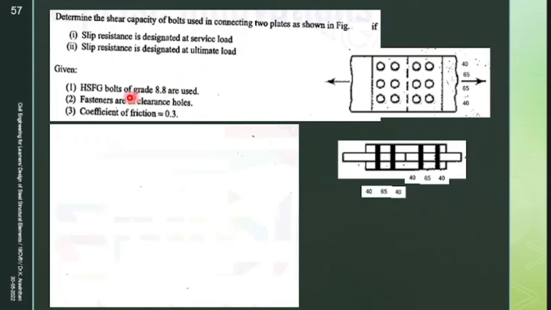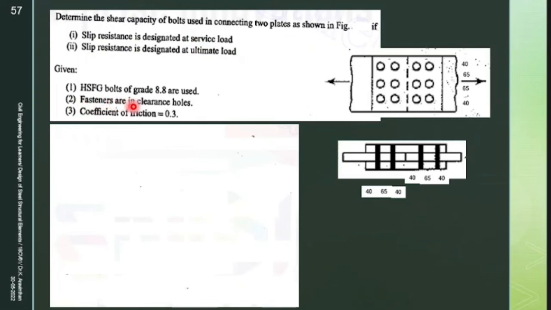How will you find the grade of the bolt, which is given as 8.8? Note that in the previous problem you had only 4.6 grade, isn't it? Now high strength bolt will have a much higher grade. What is your ultimate strength of bolt? By this number you can find 800, 8 into 100. You have 0.8 here. What is yield strength? 800 into 0.8, which is 640. Now you need to use Fy as 640 and Fu as 800. So this is the terminology here.